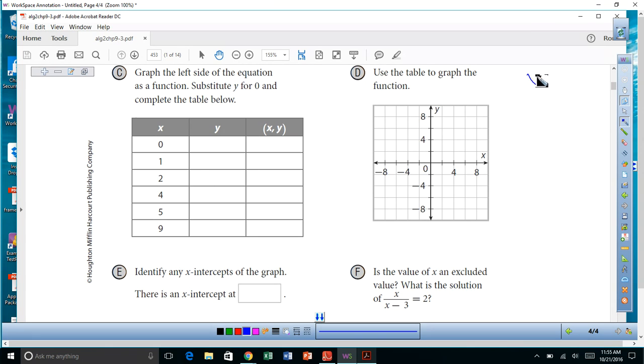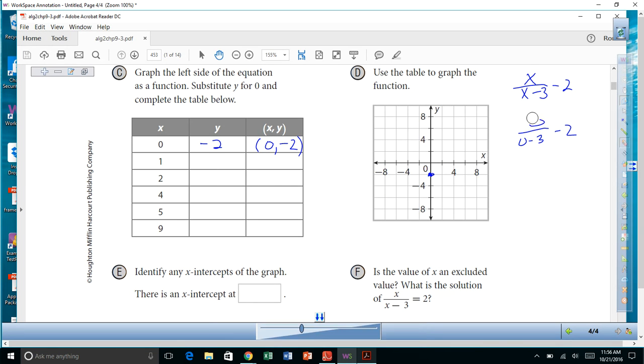Okay, so you have x over x minus 3 minus 2. So we're going to put a 0 in for the x, so you get 0 over 0 minus 3 minus 2. Well, 0 divided by 0 minus 3 is 0 divided by negative 3, which is 0, and 0 minus 2 is negative 2. So that's going to give you the ordered pair 0, negative 2. That's going to be right there.